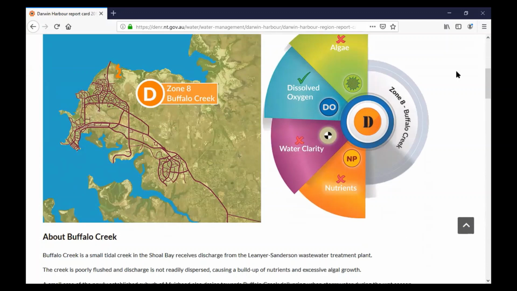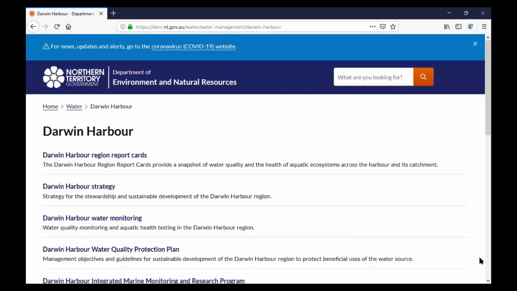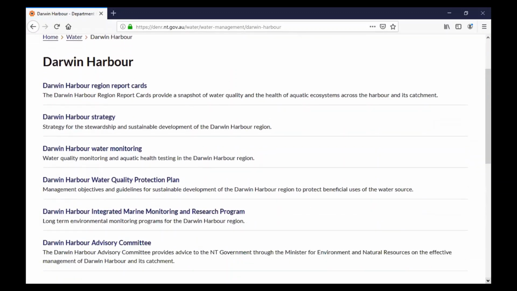Yeah. So now, if you're wanting more, you go back. If they're the report cards and you actually want more information, there's all these more detailed reports that a person with some formal qualifications would be interested in.